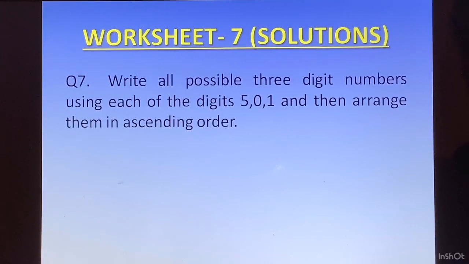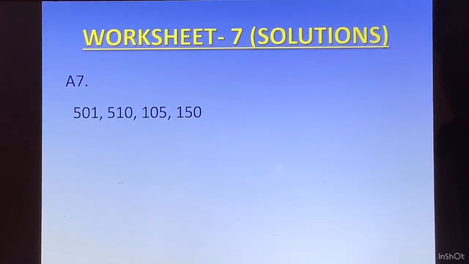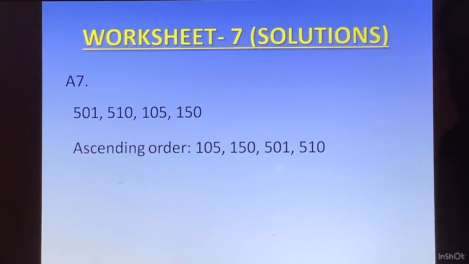Question number 7. Write all possible 3-digit numbers using each of the digits 5, 0, 1 and then arrange them in ascending order. So these are the possible arrangements: 501, 510, 105 and 150. Now any other combination of these digits will be 2-digit numbers, 15 and 51. So we will not take them. Now we have to arrange them in ascending order, which is going to be 105, 150, 501 and 510.